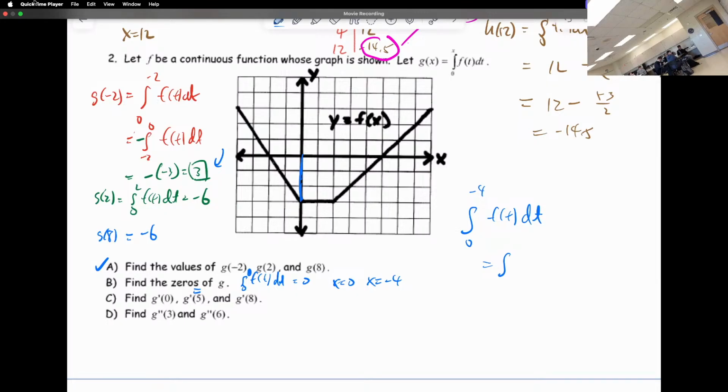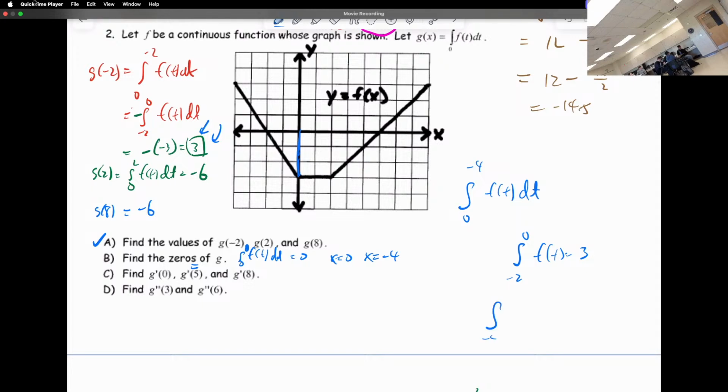The integral from 0 to -4 of f(t) dt, we already know that's equal to, well, from 0 to -4 we don't know, but we do know the integration from -2 to 0. The integral from -2 to 0 of f(t) is equal to 3, right? According to this it's 3, right? But how about from -4 to -2? Well, from -4 to -2, that's going to give you -3. So those 3s cancel out. The output is going to cancel out, so that's going to give me 0. So x equal to -4 is one of them.